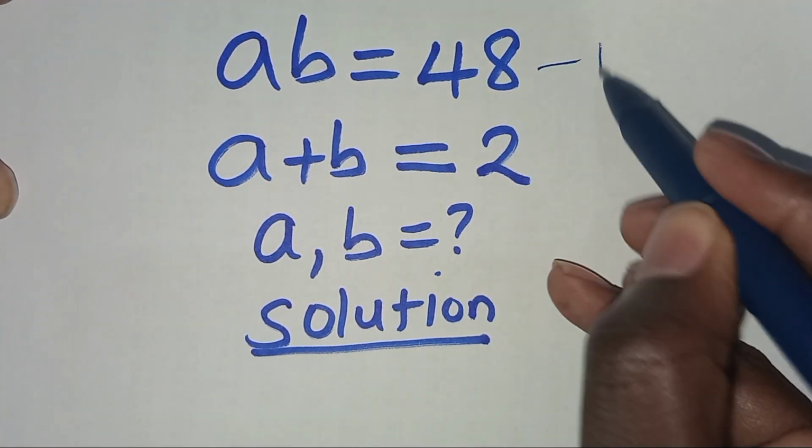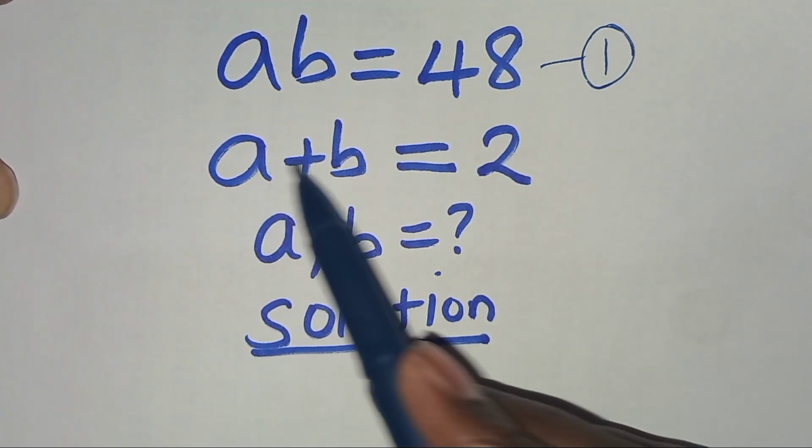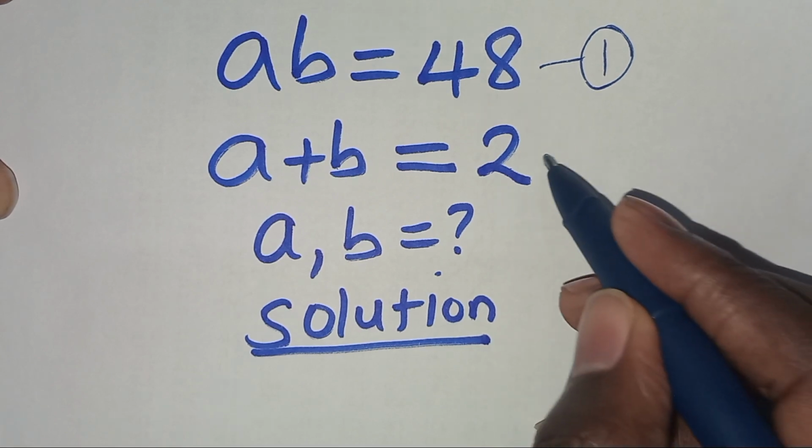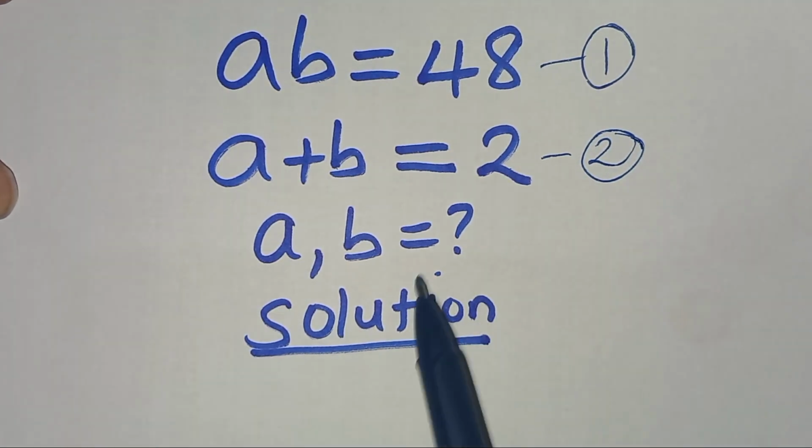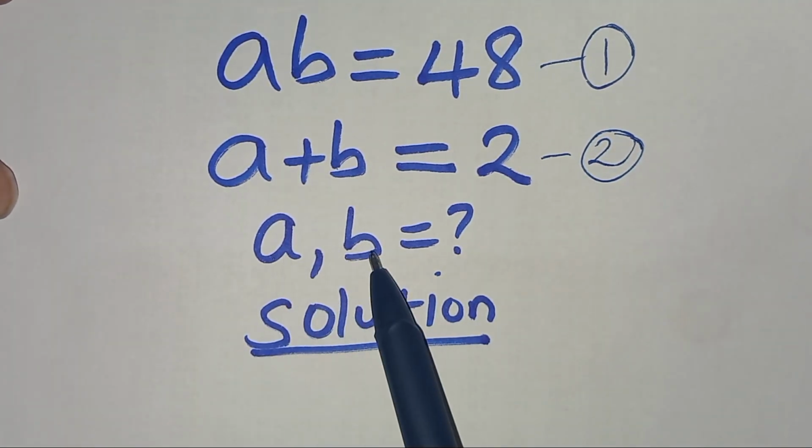Welcome to solve this nice algebra problem, which is AB is equal to 48. We can call this one equation 1. And A plus B is equal to 2. We can call this one equation 2. Now, what is the value of A and B?